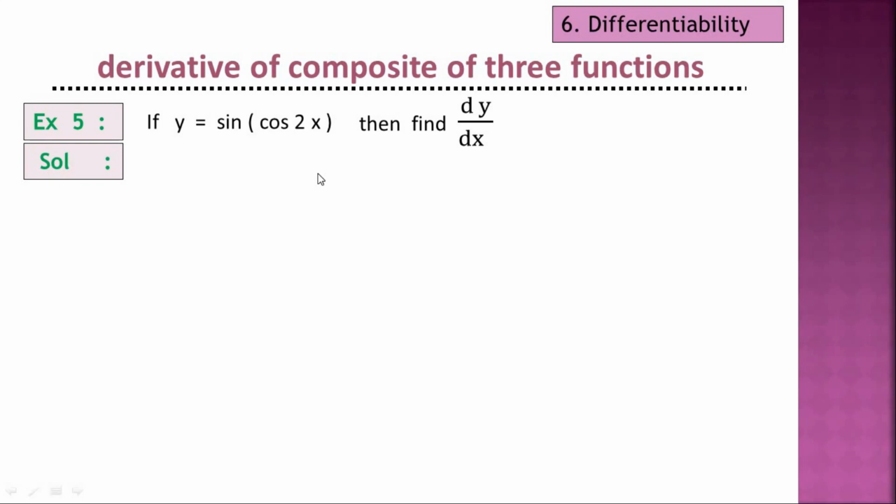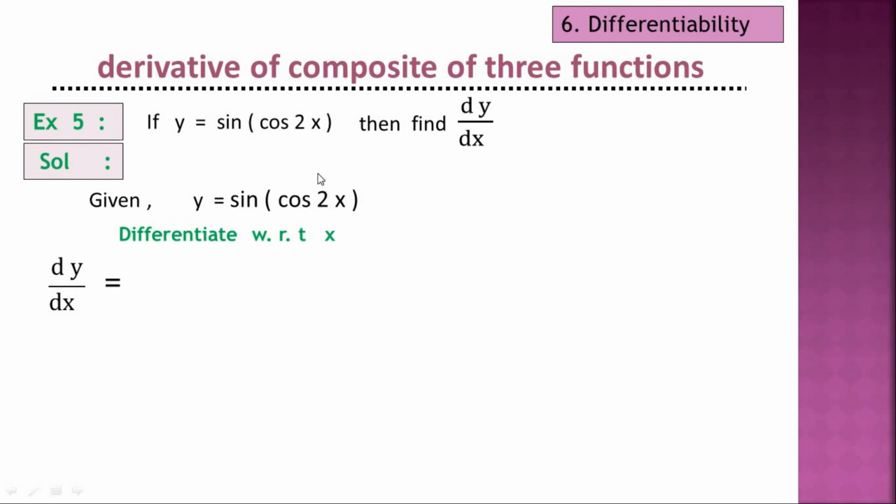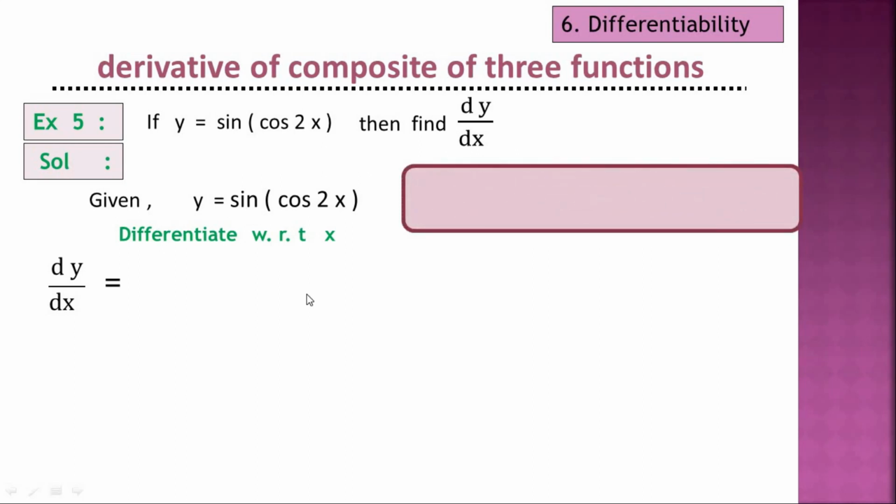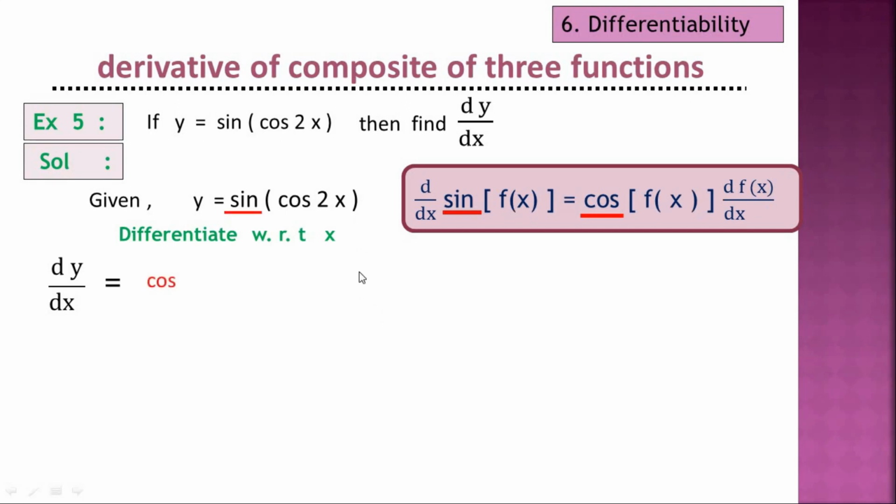I will show you how to write it. If y, first you write the given function. Here the main function, the first main function in these three, is sine. You know how to write the derivative for sine composite. When you have sine, the derivative is written as cos of the composite variable. So this is the composite variable, cos 2x. This is the variable, so we keep it as it is. First you write the sine derivative, cos 2x as it is, into d by dx of cos 2x.